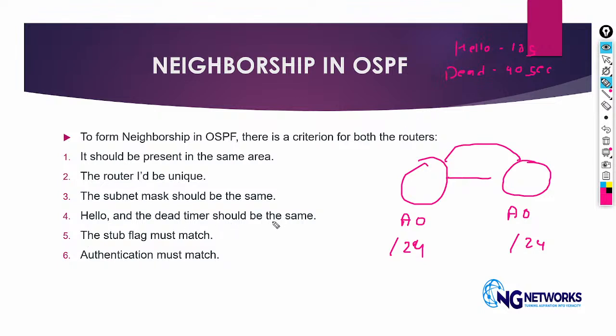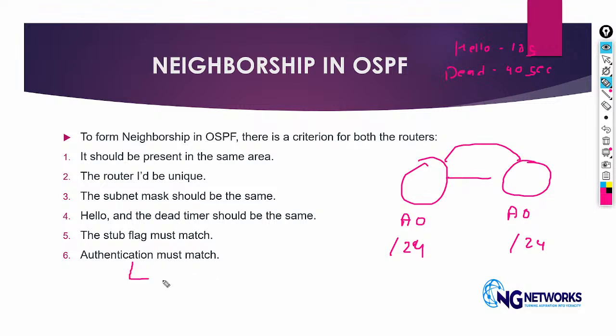As you go ahead and get into the depth of OSPF, you will learn that there are different types of areas. One of them is a stub area. So if I am taking one router into the stub area, the other router should be in the stub area as well. Then and only then can they create the neighborship. So this is where the stub flag comes into the picture, and authentication must match.